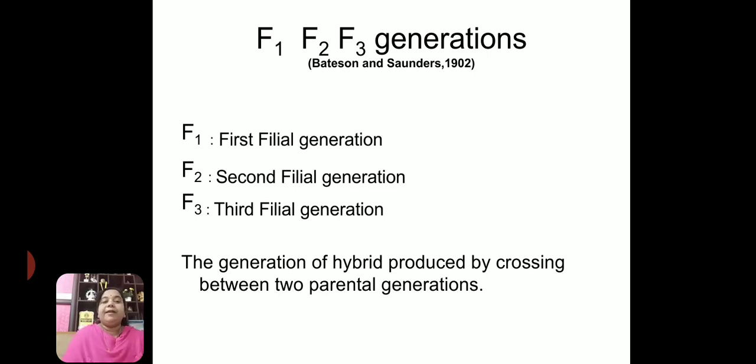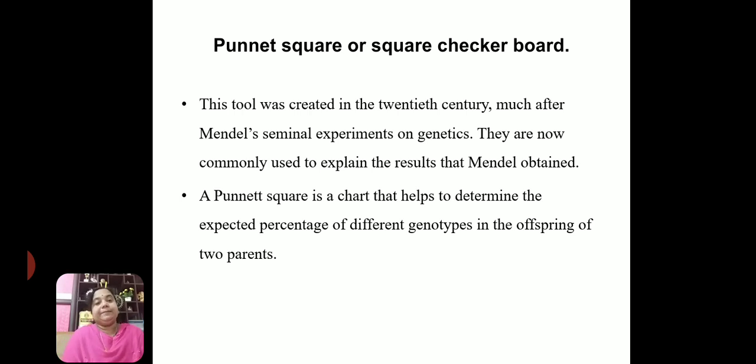Then what are the F1, F2, F3 generations? The terms were coined by Bateson and Saunders in 1902. F1 is the first filial generation, the generation of hybrids produced by crossing between two parental generations. If the two parents are crossed, we get the first generation, which we call F1. If it is raised to the second, it will be the second filial generation. If it is raised to the third generation, we call it F3, the third filial generation.